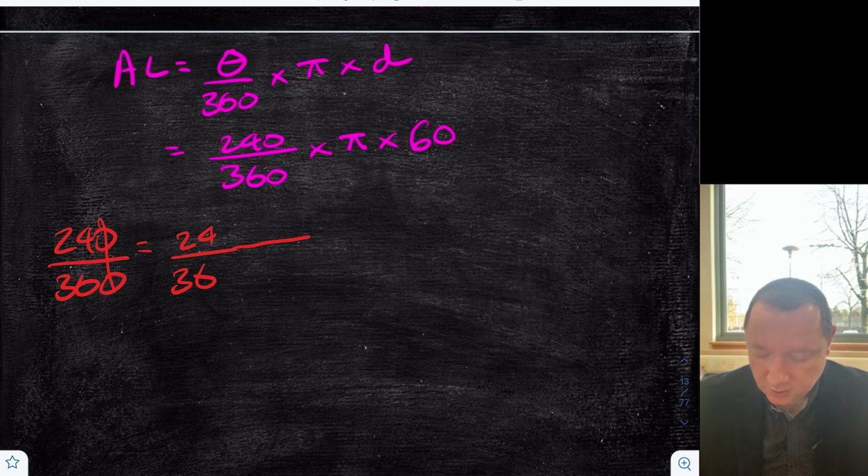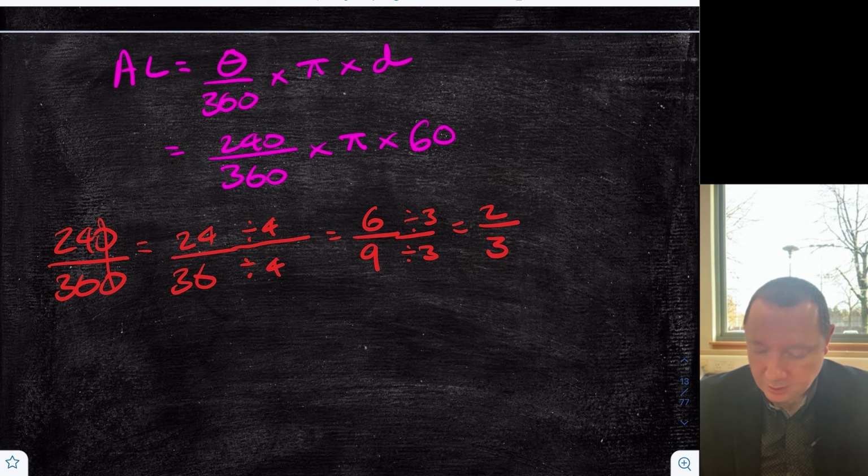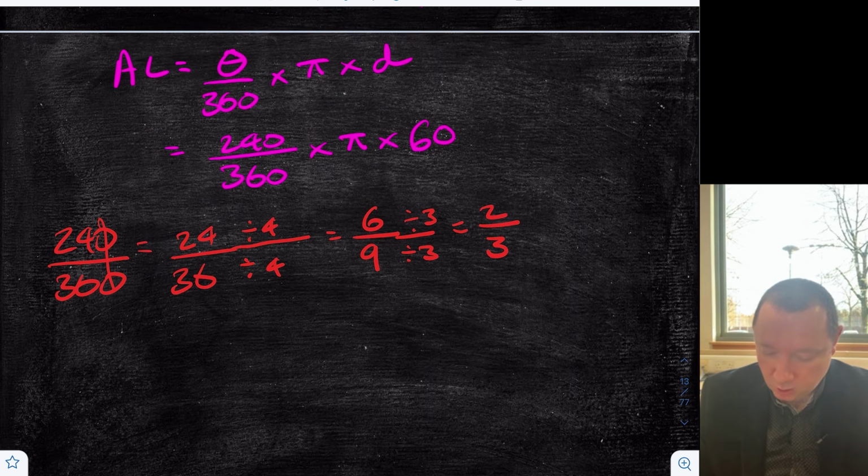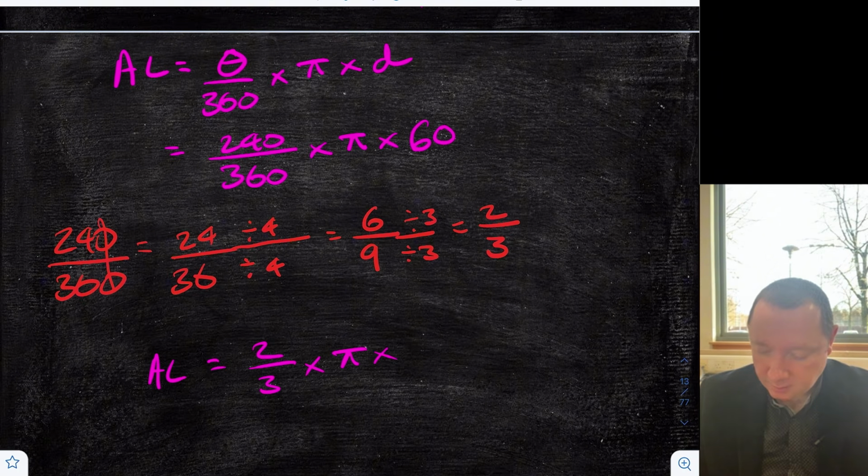And then I'm looking for a number that goes into both 24 and 36. Well, 4 goes in, I know that straight away, so I'll divide by 4. 4 sixes is 24, 4 nines is 36. Oh, I can see 3 goes in as well. You could have got there quicker by dividing by 12. 3 twos is 6, and 3 threes is 9. So our sum now can be replaced with this fraction. I've got arc length is 2/3 times pi times 60.